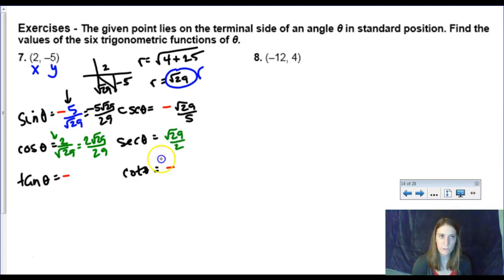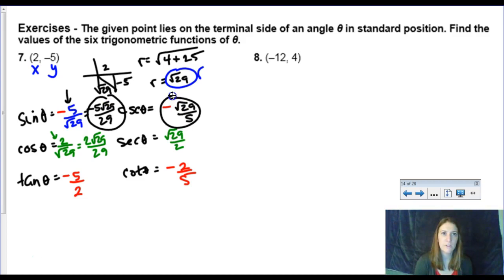And then tangent is y over x, and then reversing that, cotangent is x over y. Well, we already took care of the signs, remember, so that was smart of us, wasn't it? So there are your 6 trig functions.